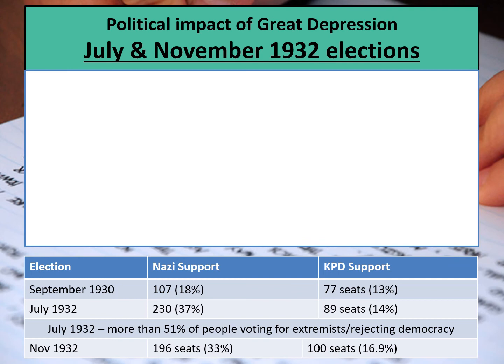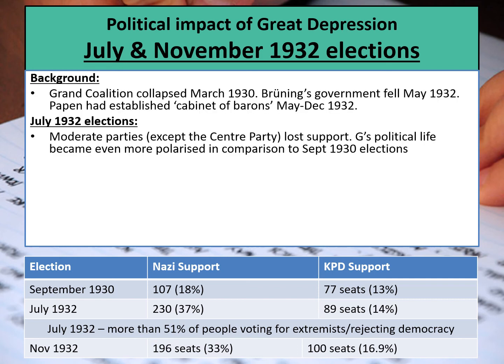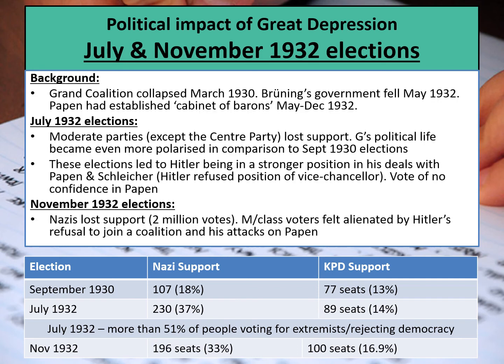Just like with the last slide, this information here isn't technically in 3.1, but it's worth knowing about the direction that Germany was going in, because it's still all related to the political impact of the Great Depression. So we've already seen that before the Great Depression hit, the 1928 elections show a very small amount of support for the extremist parties, especially the Nazis.